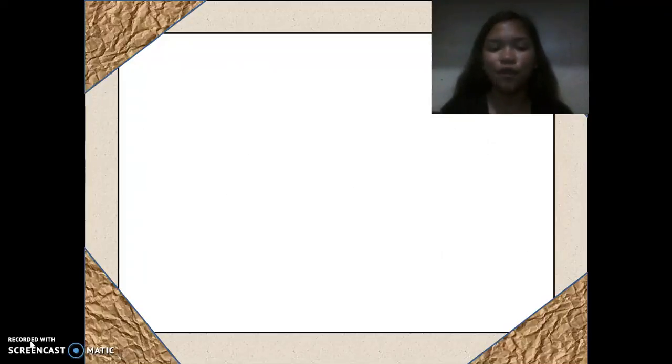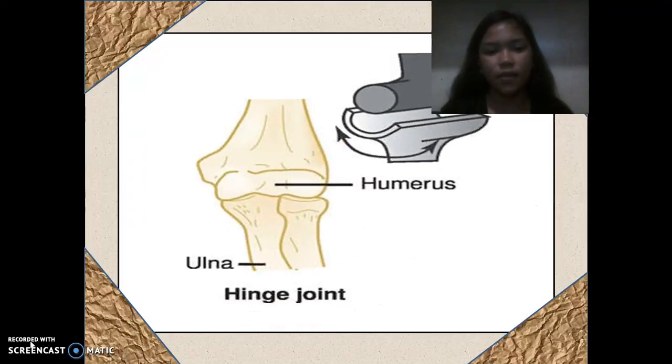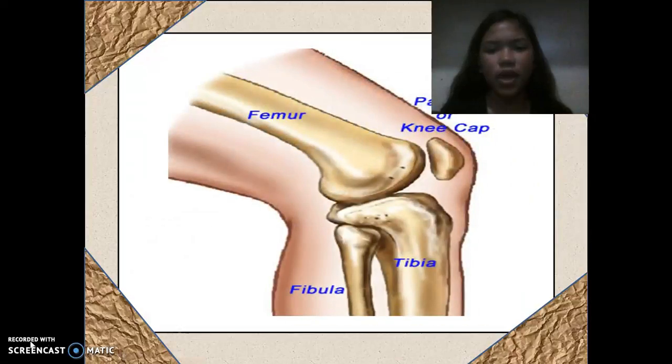The best example of ginglymoid joints are the interphalangeal joints of the hand and those of the foot, and the joint between the humerus and the ulna. The knee joint and ankle joint are less typical as they allow a slight degree of rotation or of side-to-side movement in certain positions of the limb. The knee is the largest hinge in the human body. That's the example of the hinge joint.